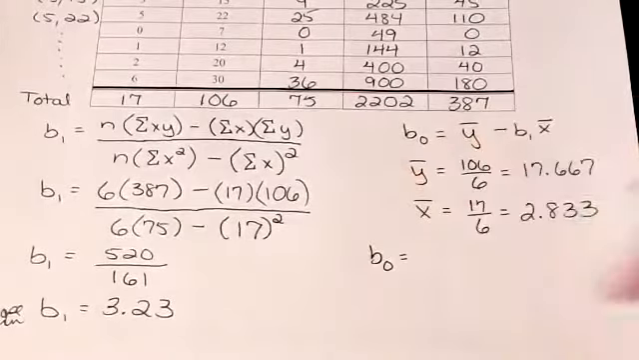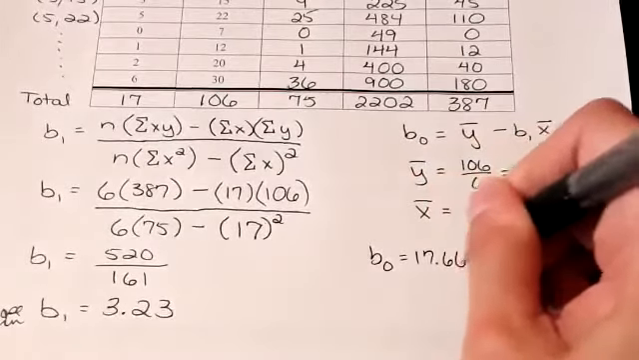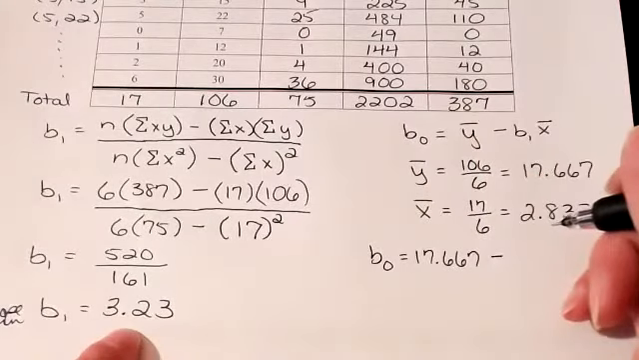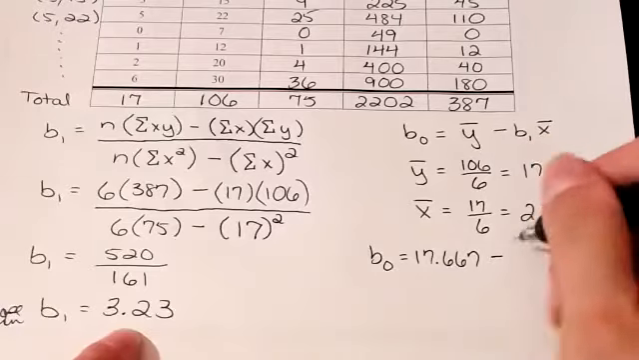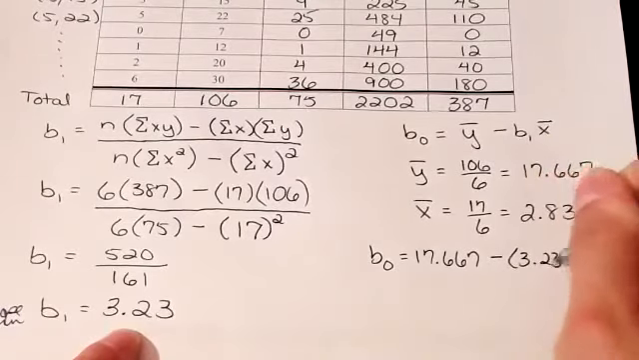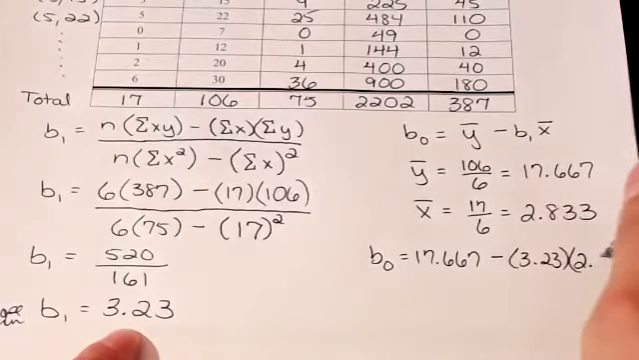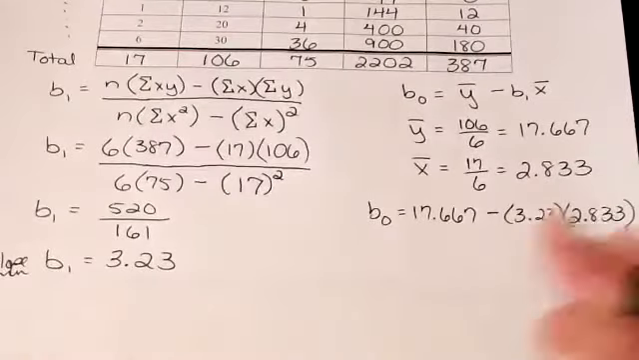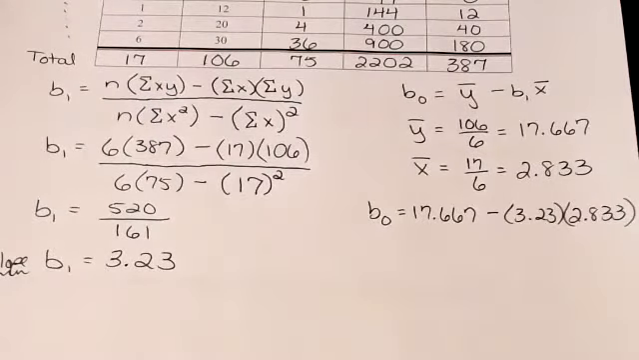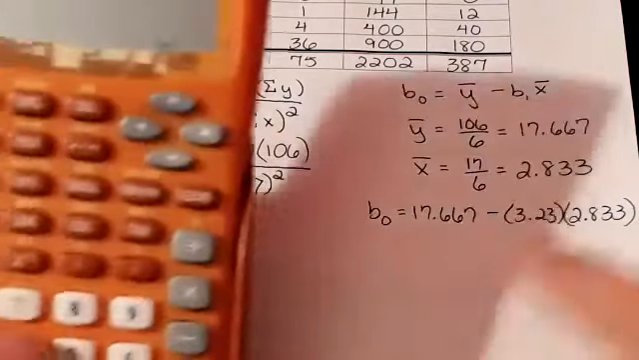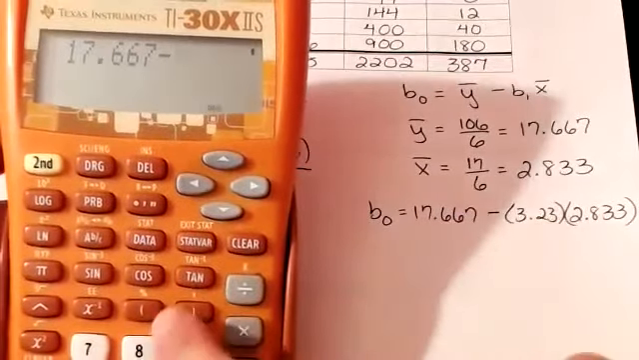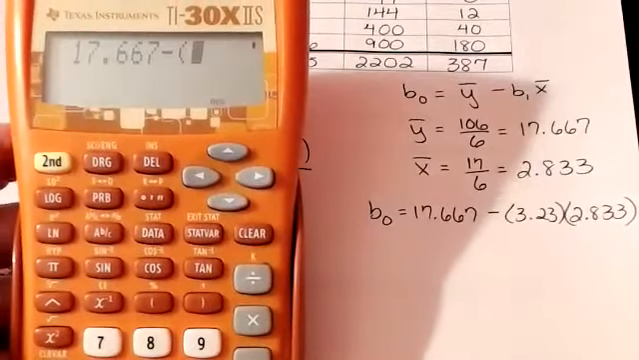B sub 0 is equal to, we have 17.667, that's our y bar, minus B sub 1 is 3.23, so we're going to replace that value, 3.23, and then X bar is 2.833. We see that they are being multiplied together. Of course, you want to make sure that when you punch this in, you either input the entire expression from left to right, or you multiply first, then you subtract. So whatever you do, just be very careful with how you input into the calculator.